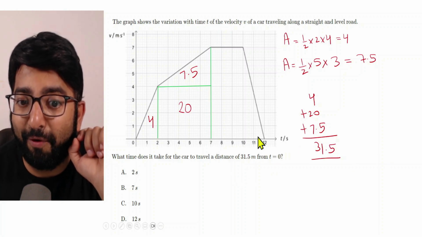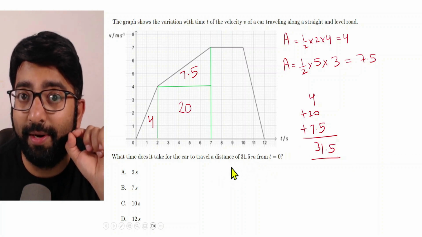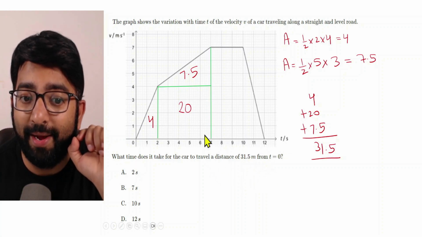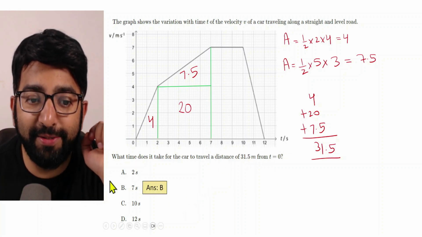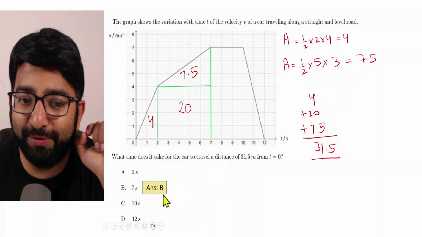And that is what we had wanted in the question. Distance traveled to be 31.5. And when does that happen? At a time of 7 seconds, which means option B is the right answer for this question.